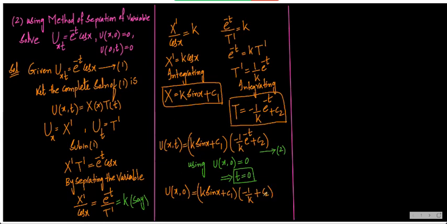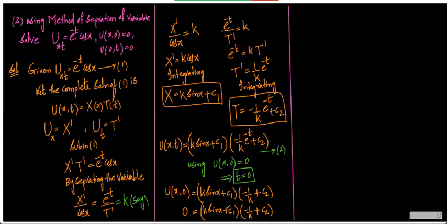After that, u of x comma 0 value is 0 now, so put 0 is equal to k sin x plus c1 into minus 1 upon k plus c2. Now the product of two terms is 0 means, you see, if this is a product, suppose it is in a into b format. a into b is equal to 0. When is it possible? Either a is equal to 0 or b is equal to 0.